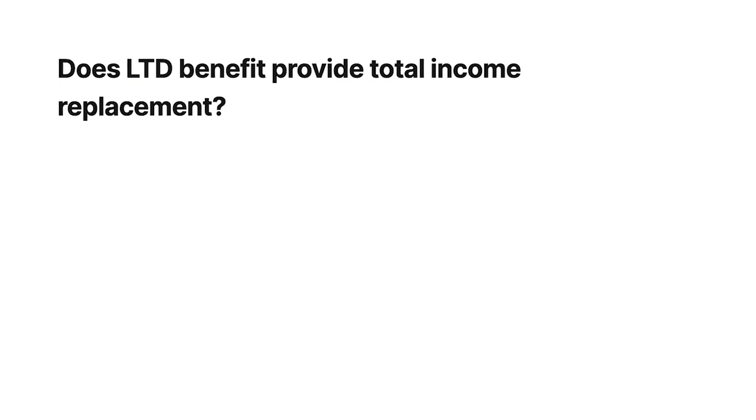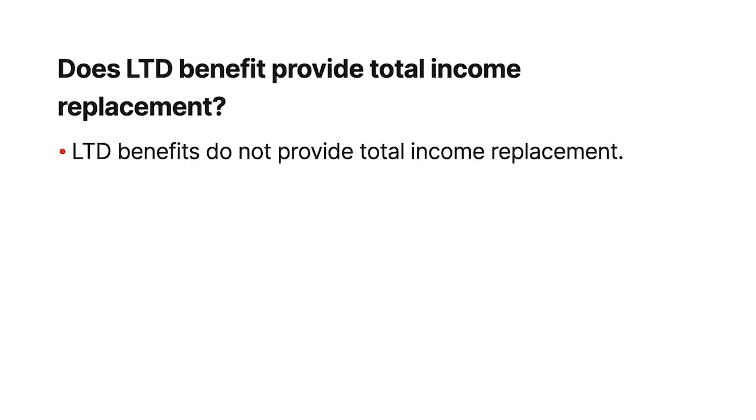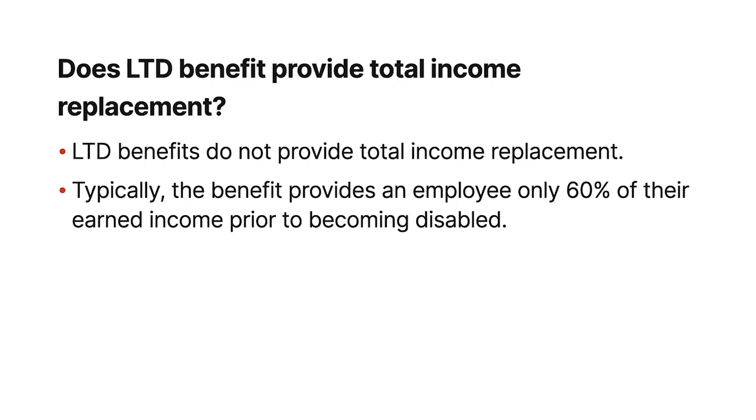A question that we often get asked is whether long-term disability benefits provide total income replacement. A lot of people are surprised that it does not. It never provides total income replacement. Typically, the benefit only provides an employee with maybe 60% income replacement, and that means 60% of the income that they earned prior to becoming disabled.